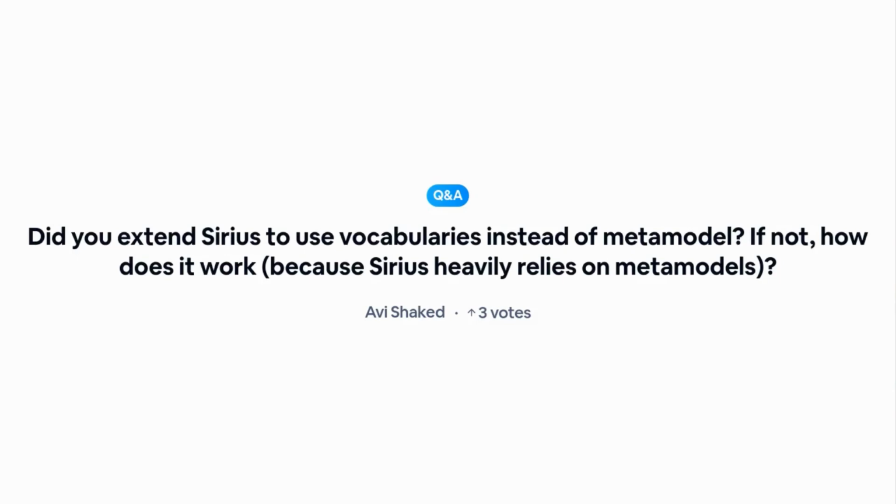Next question. Did you extend Sirius to use vocabularies instead of metamodel? No, we didn't actually extend Sirius itself. Like I said, the OML language allows you to model vocabularies as instances of the OML metamodel, but also descriptions as instances of the OML metamodel. Both of them are at the same level. So no, we used Sirius as is to model both vocabularies and descriptions.